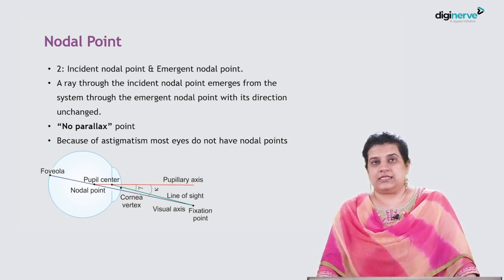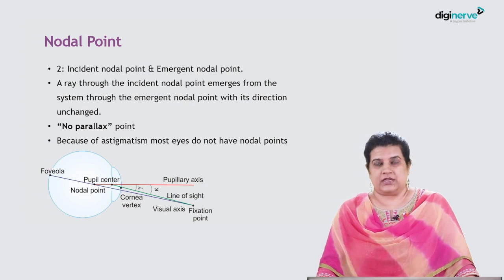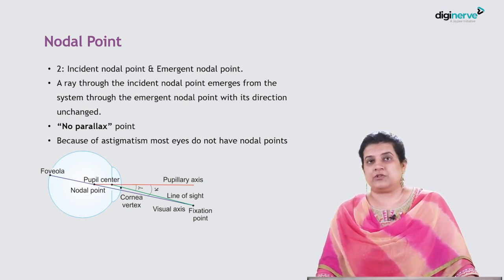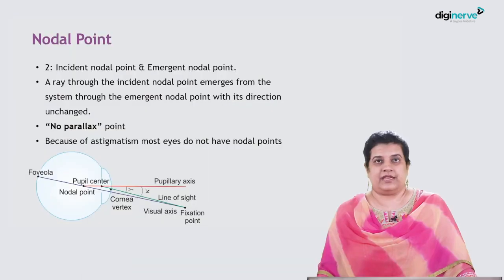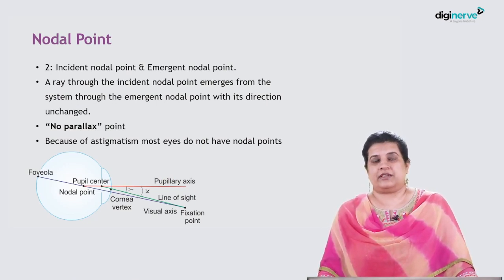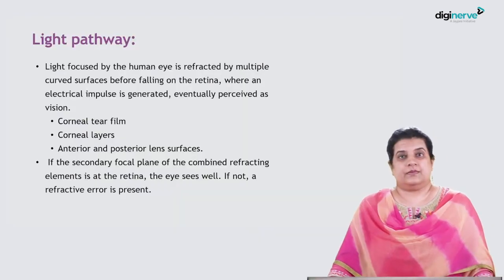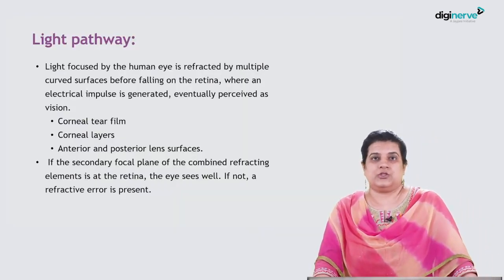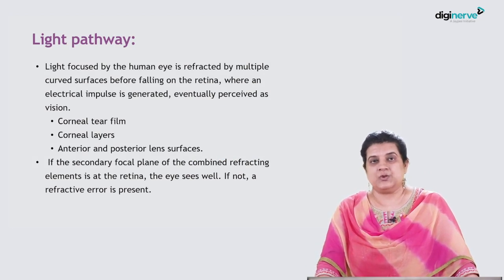Because each of our eyes' optical systems has some amount of astigmatism, we do not all have standard nodal points. So you cannot say that in our optical system, there is no parallax. There will be some amount of refractive error, there will be some amount of astigmatism, and therefore, most individuals do not have nodal points. The light pathway is not straight, we know that. The light has to pass through several curved structures.